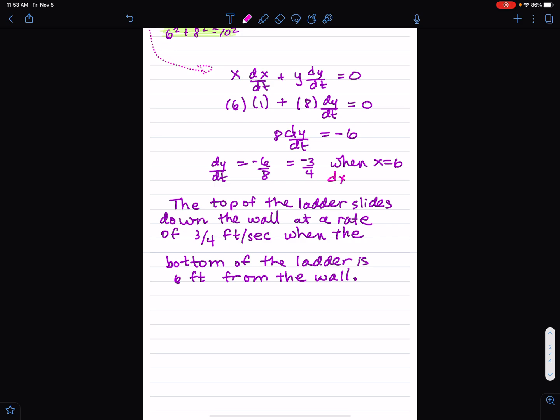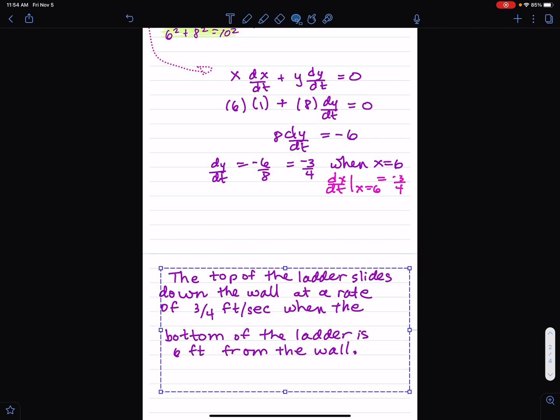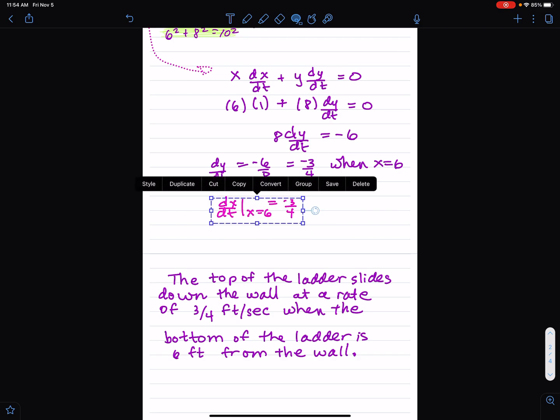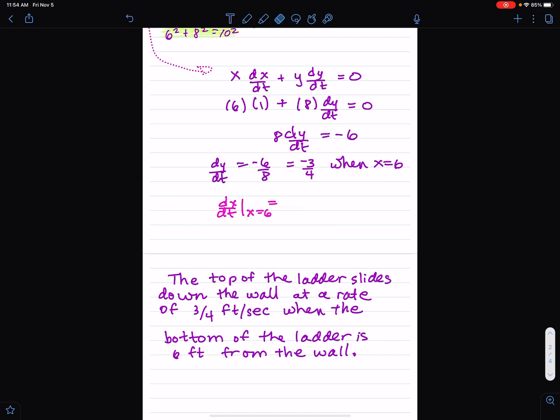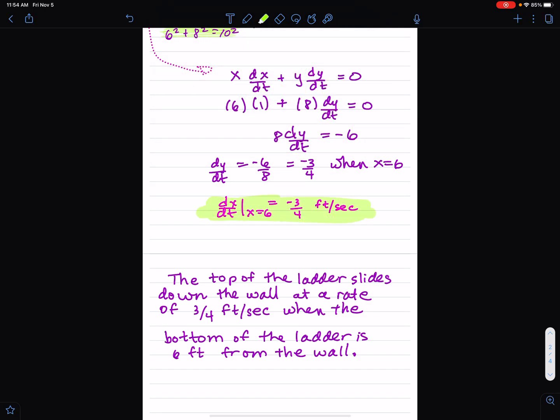But anyway, we found that dy/dt when x equals 6 is equal to negative 3/4. Isn't that the answer? Why is it negative? Because y is shrinking. y is getting smaller. y is decreasing. And so that's where that negative's coming in. Instead of putting the negative in my little essay answer, I decided to say it's going down the wall, so that corresponds to the negative. But you might be completely fine with leaving it like this. Depends on your teacher or something. Okay.